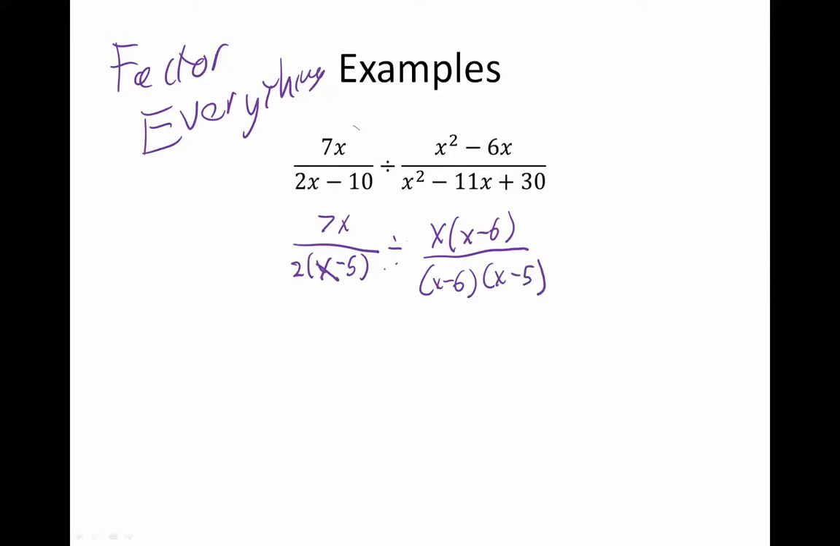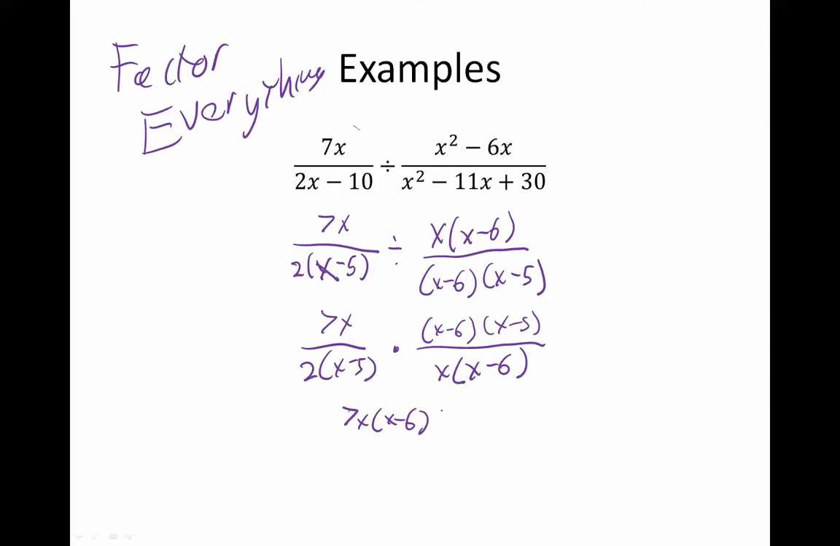Now, here's the part where we remember we're dividing, right? So we're dividing, which means that we flip and multiply. So this thing over here gets flipped, and then we multiply across. So we flipped the divisor, and we multiply across. So this is 7x times x minus 6 times x minus 5 over 2 times x minus 5 times x minus 6. And so we cancel out common factors.